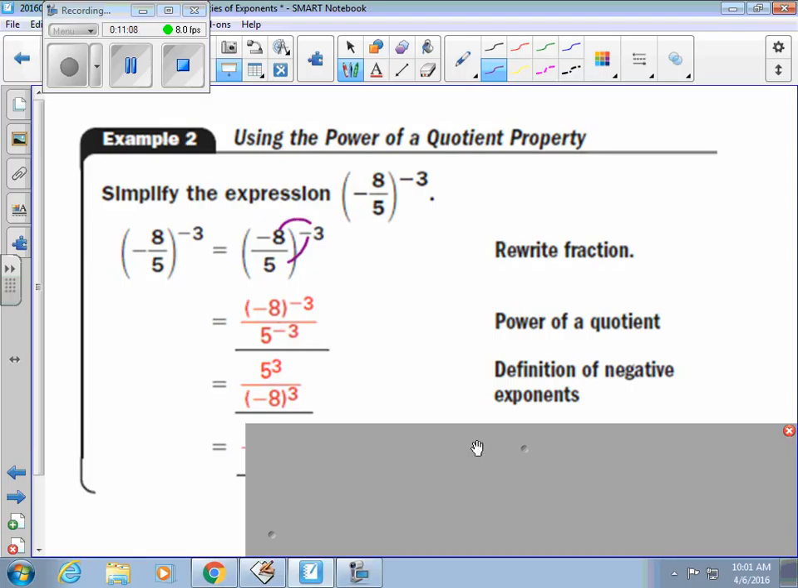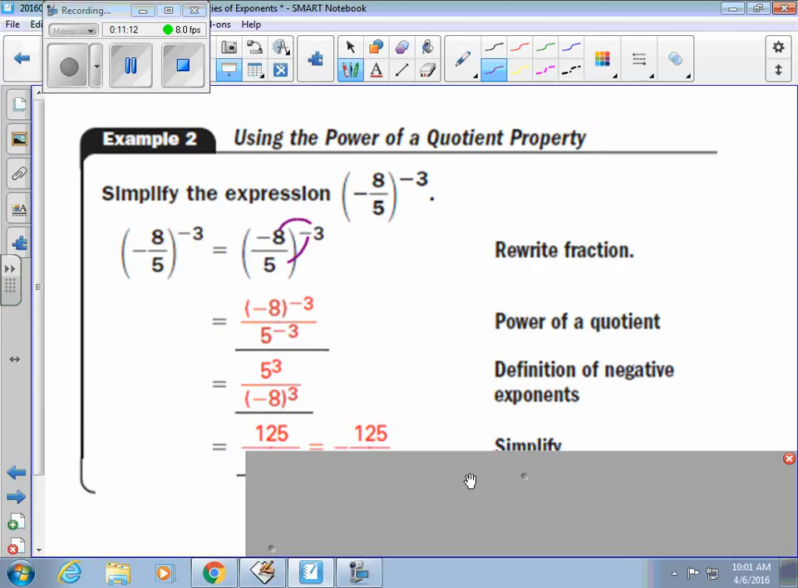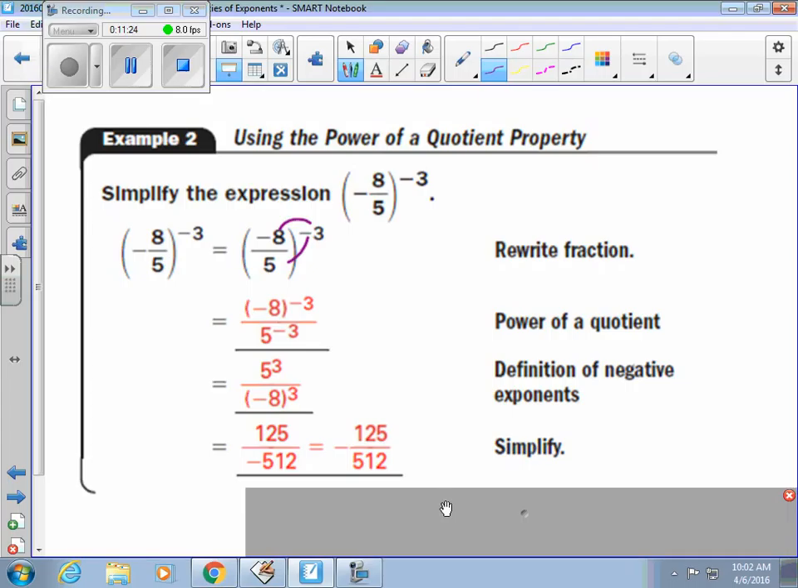5 to the third is going to be 125. And negative 8 to the third, it's a negative value, and you have an odd exponent, 3. So it's going to be a negative at the end. 8 to the third, when you multiply 8 times itself 3 times, you get 512.